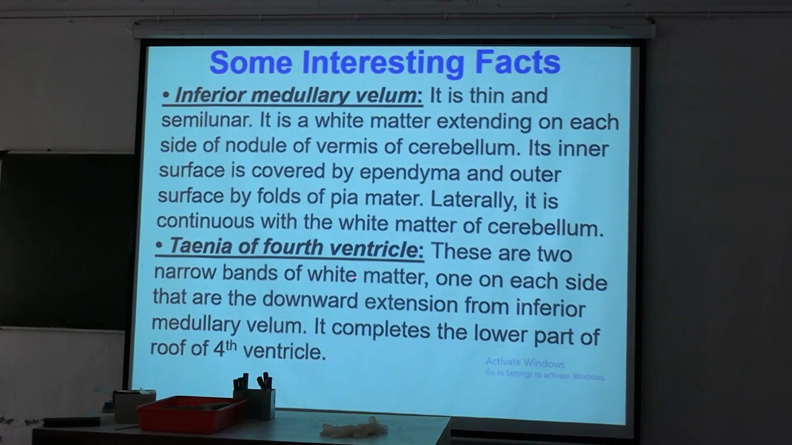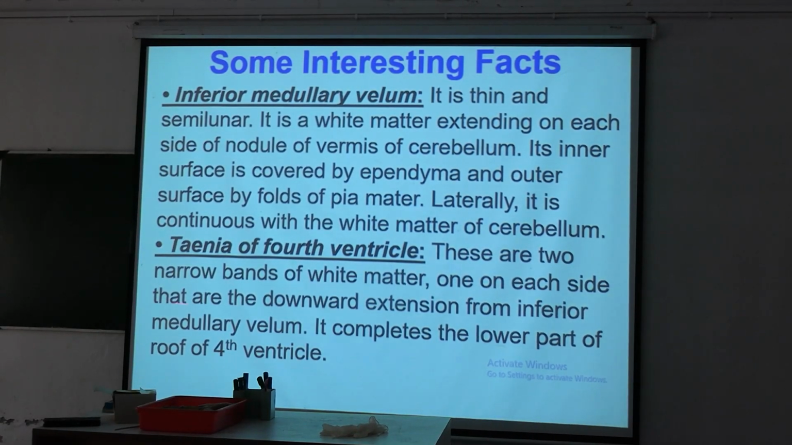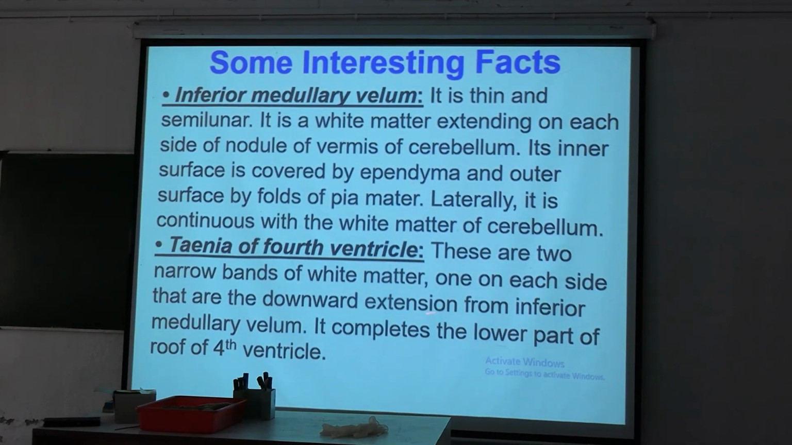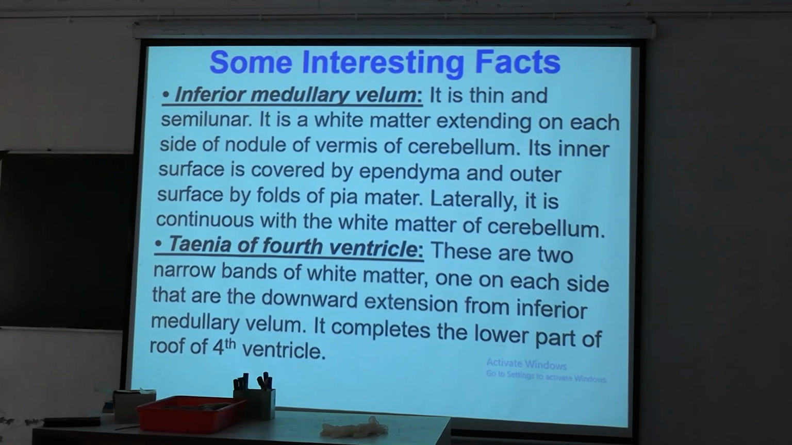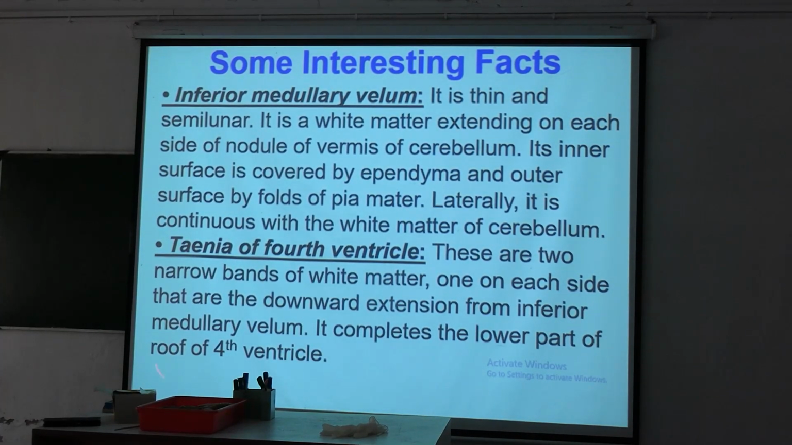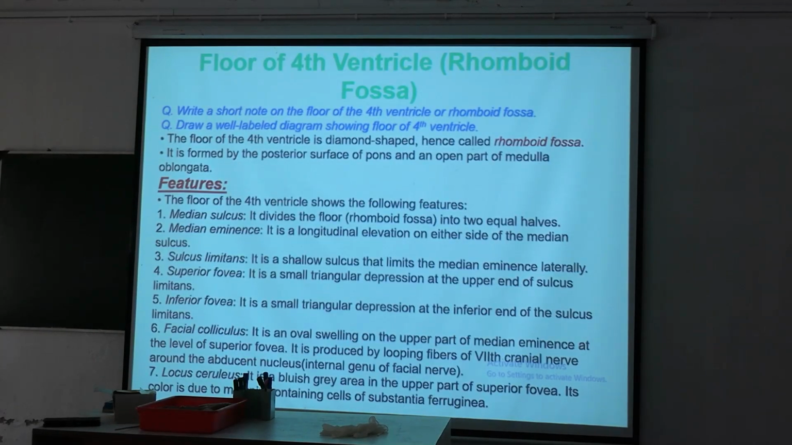Next is the tinea of the fourth ventricle. There are two narrow bands of white matter, one on each side. They are downward extensions from the inferior medullary velum and it completes the lower part of the roof of the fourth ventricle, tinea.